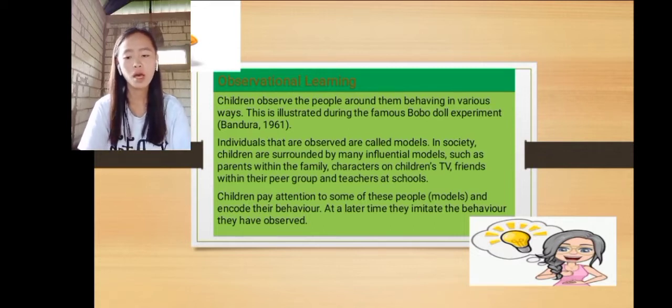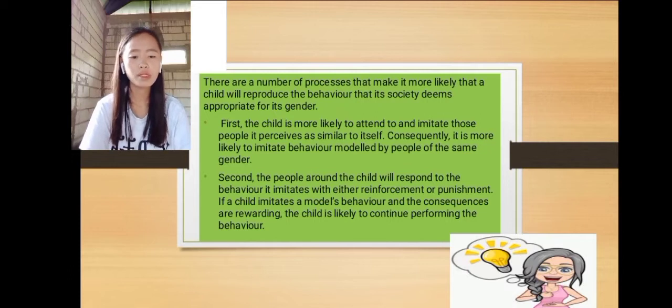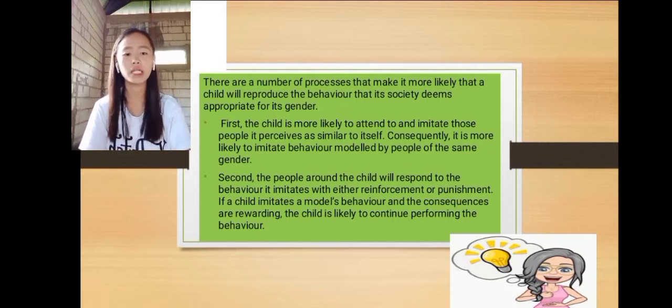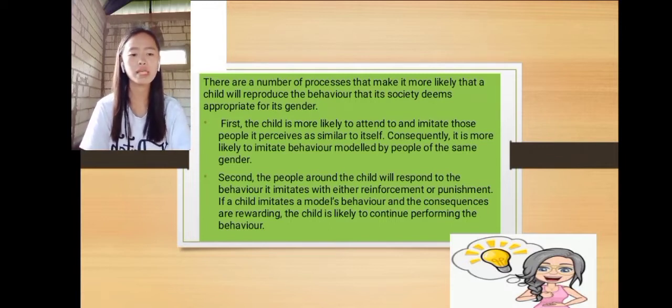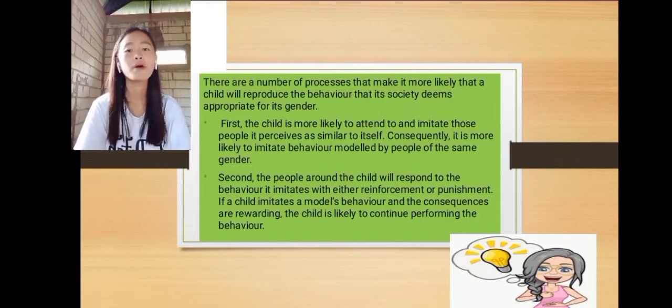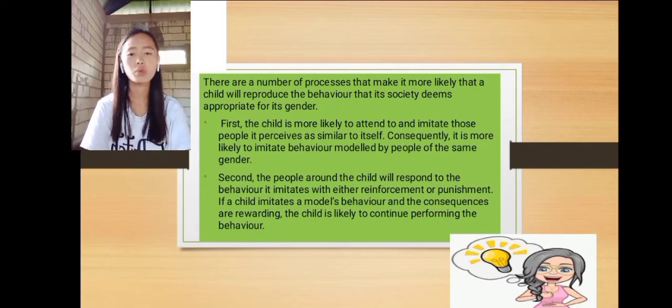So next is, there are a number of processes that make it more likely that a child will reproduce the behavior that society deems appropriate for its gender. So first is the child is more likely to attend to and imitate those people it perceives as similar to itself. Consequently, it is more likely to imitate behavior modeled by people of the same gender.